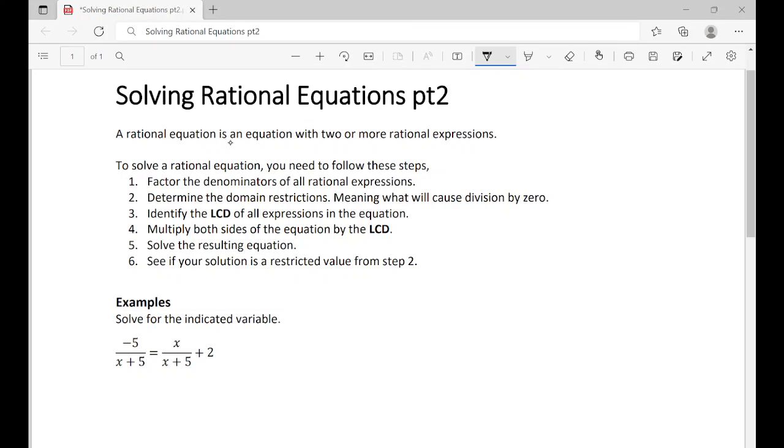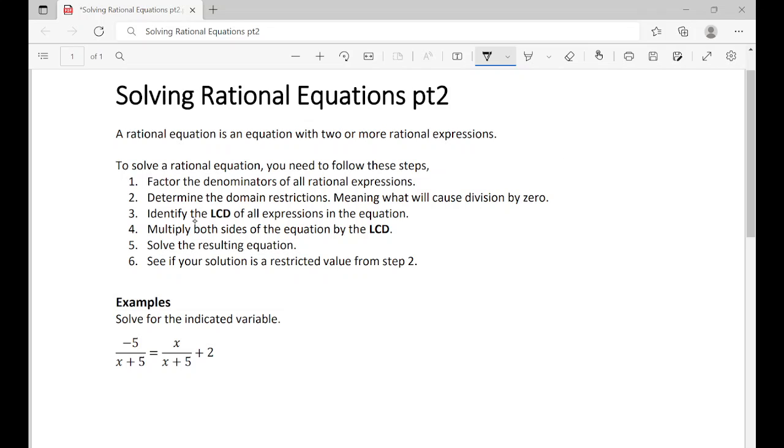A rational equation is an equation with two or more rational expressions. So to solve a rational equation, you need to do the following steps. First, we need to factor the denominators of all the rational expressions. After that, we need to determine the domain restrictions, meaning what will cause division by zero. But just like with the first video, I'm going to do this at the end.